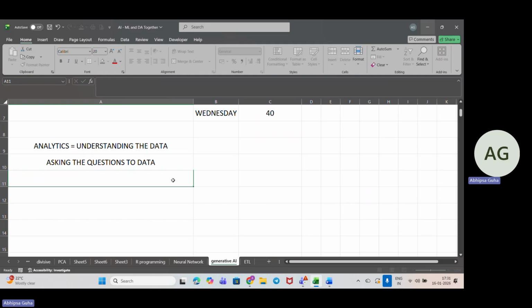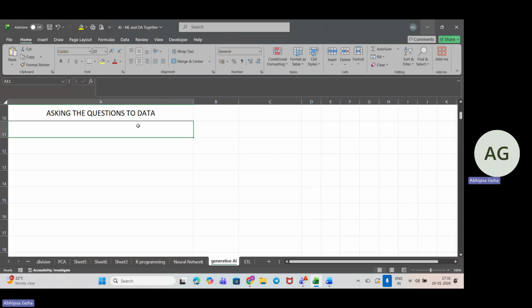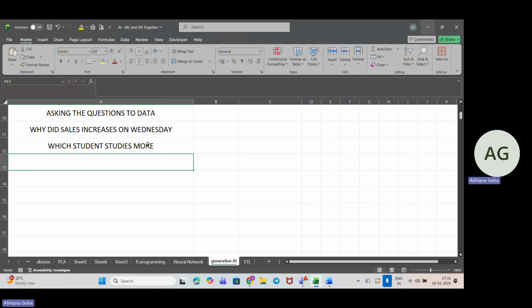Here, from this data, we can have the question: why did sales increase on Wednesday? Because the sales is maximum on Wednesday. This is my question. Now I can have a question like which student studies more, based on the data, of course. Next, we have the question: which product sells the most?